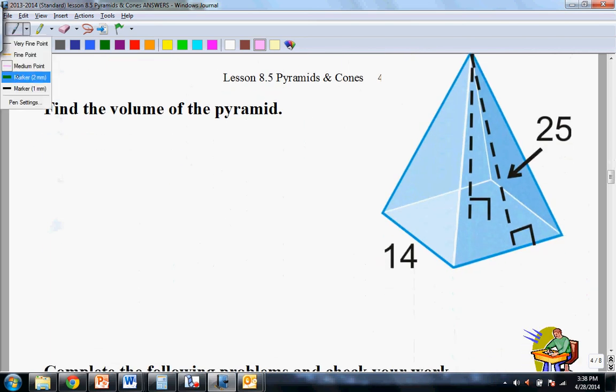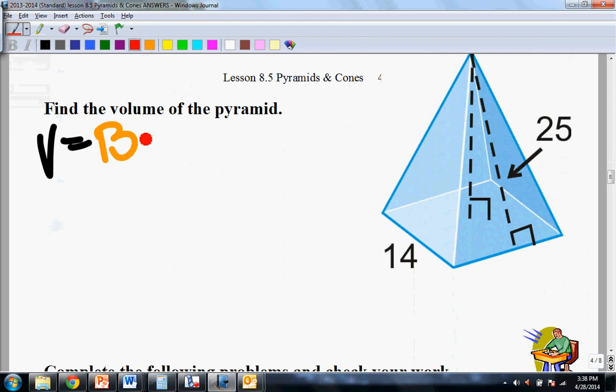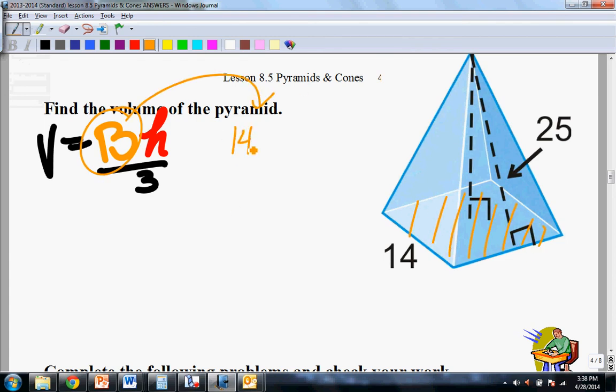Let's try another one. Volume equals area of the base times the true height over 3. Now we need to define what all of that means. So we circle the B, we bring it over. Our B here is going to be 14 squared times the true height. Guess what? We don't have it again. Over 3. So we have to find that true height.